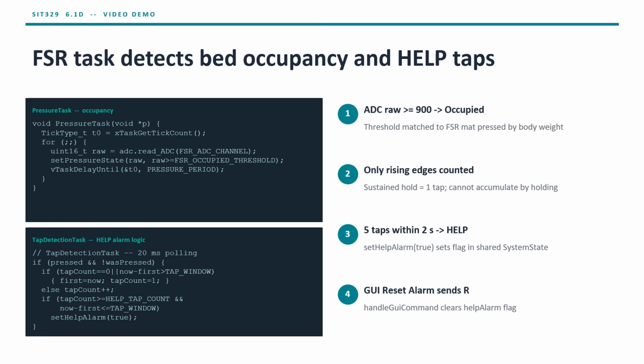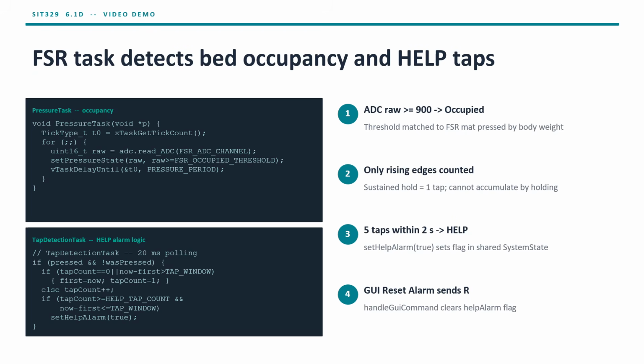This slide explains how the FSR sensors serve two separate purposes, handled by two different tasks running at very different rates. Pressure task reads the ADC channel every minute. If the raw value is 900 or above, the bed is classified as occupied. That threshold was chosen to correspond to the sustained weight of a person lying on the mat. The result is stored in system state and forwarded to the GUI by communication task.